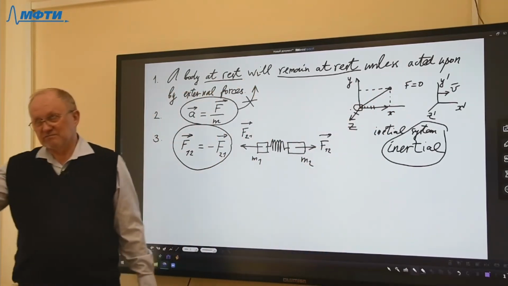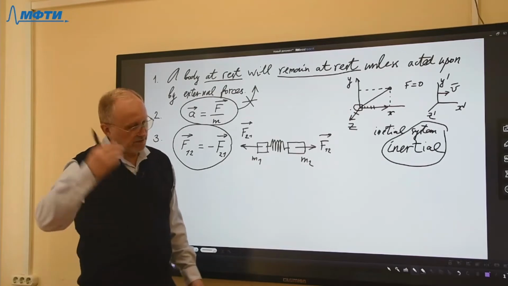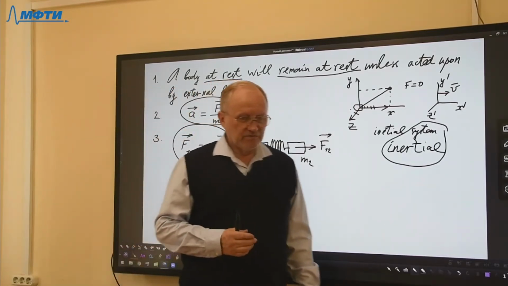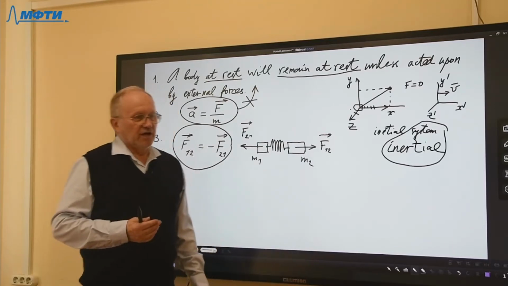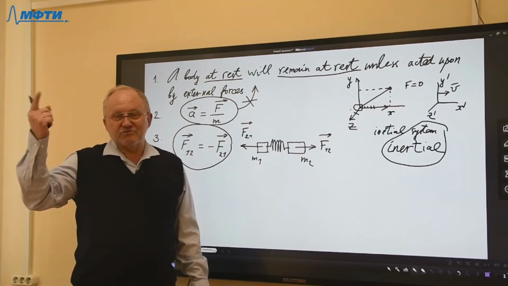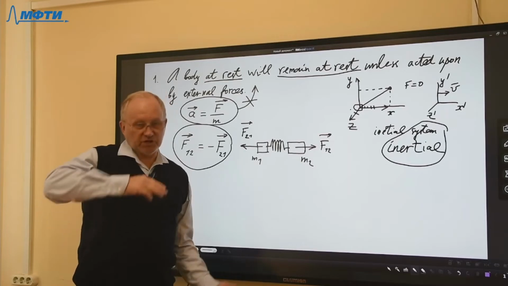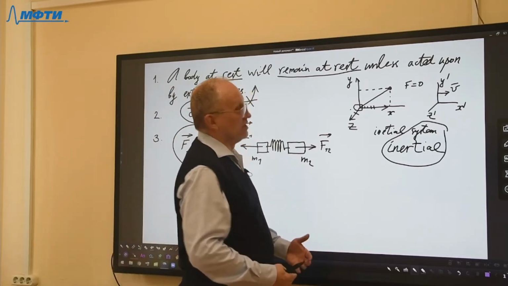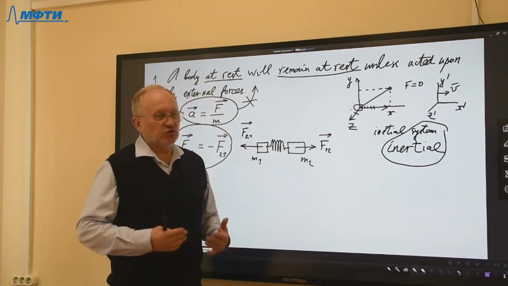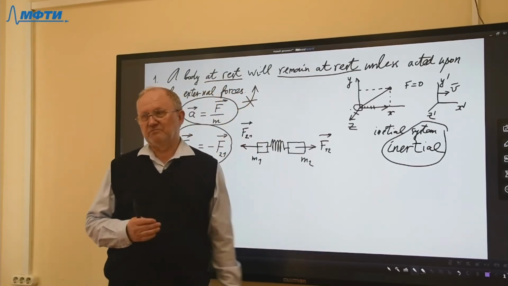If we take a body in outer space which is free of any action, nothing is acting on it, then the body will be accelerated with respect to the Earth because the Earth is rotating. So the Earth is not, strictly speaking, an inertial reference frame.